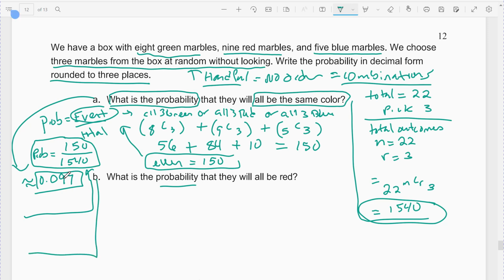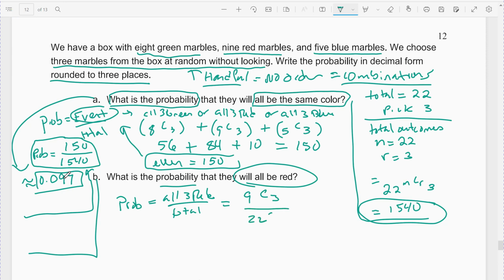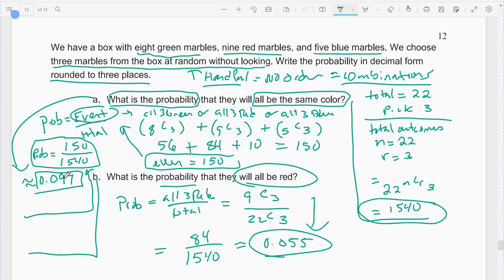What's the probability they will be all red? So this is just looking at the one outcome. I actually have the answer all here. Probability all 3 are red out of my total. Well, all 3 are red was the outcome. Combination, I picked 3 out of 9 reds, out of my total. And so that was 84 out of 1,540. Write it as a decimal rounded to 3 places, 0.055. So the chance of getting all red is 0.055 if I round to 3 decimal places.